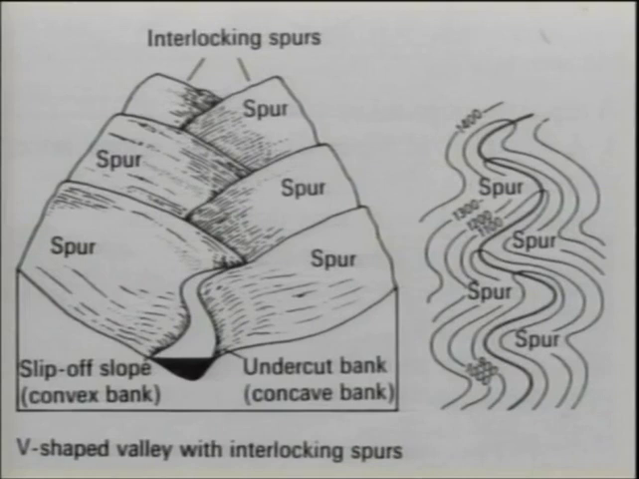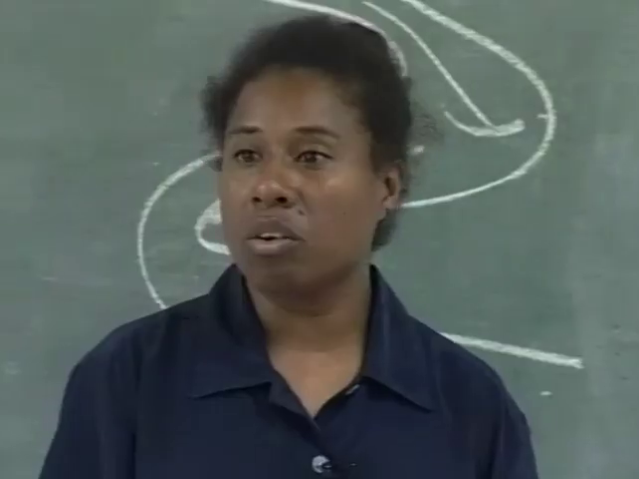Okay, if I ask you the question, how are river cliffs formed? What would be your answer? Noel, how are river cliffs formed? River cliffs are formed from the undercutting of concave banks. Very good. Can you explain what concave banks are?